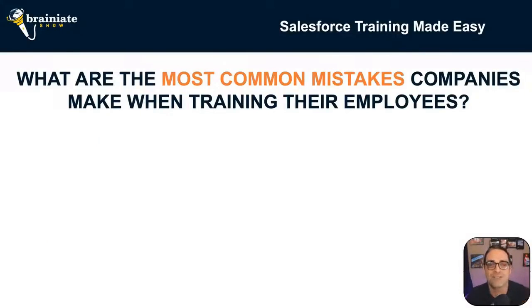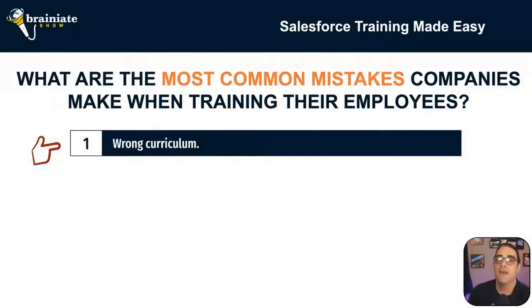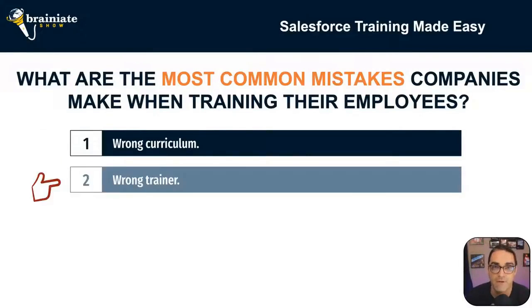So what are the most common mistakes that companies make when training their employees? A lot of these are going to seem familiar because they're just more examples of what I mentioned earlier. They put together the wrong curriculum. They train people on the wrong things. They don't include things that they do need. And they include all kinds of things that are totally irrelevant for the people sitting in the room.